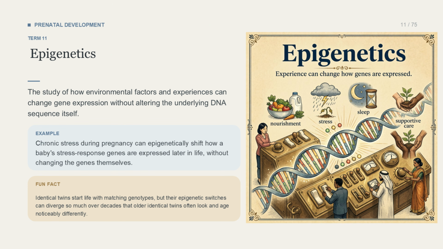11. Epigenetics. Epigenetics is the study of how environmental factors and experiences can change gene expression without altering the underlying DNA sequence itself. In real life, chronic stress during pregnancy can epigenetically shift how a baby's stress response genes are expressed later in life without changing the genes themselves.